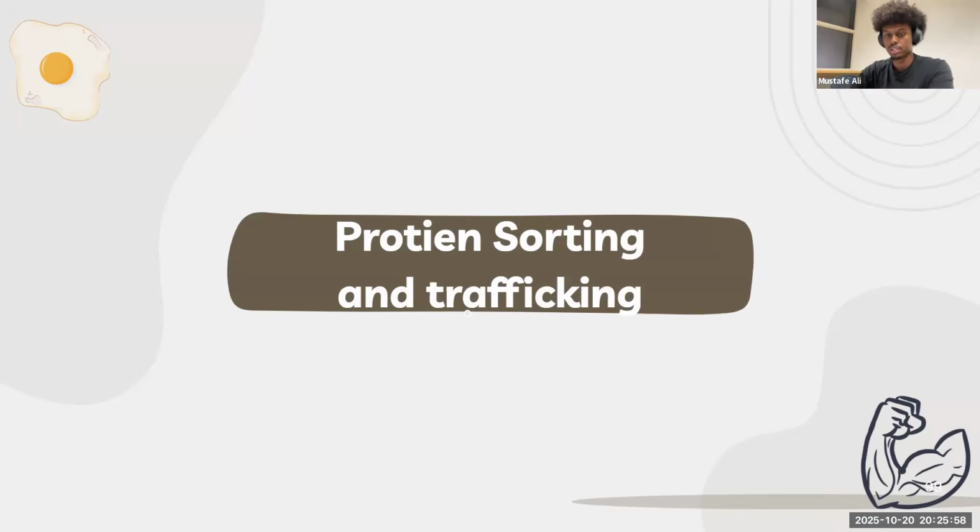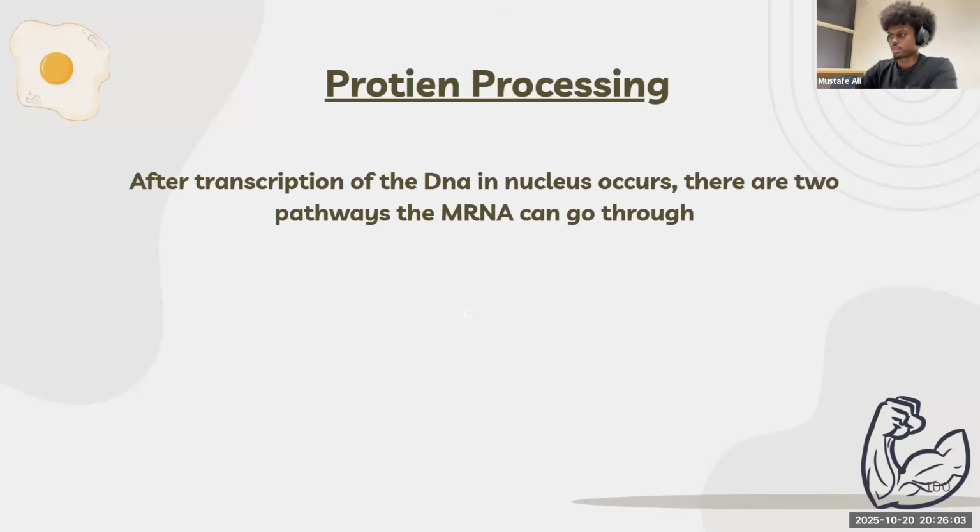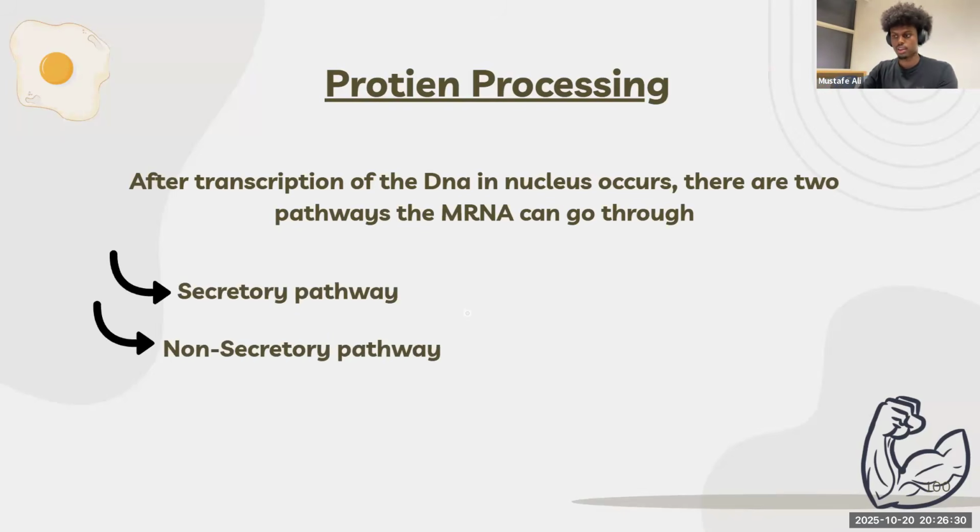Okay. So now we're at the last point. In protein processing, you have probably studied transcription, translation, all of that stuff. Transcription happens in the nucleus. And once transcription has happened, it leads to an mRNA being produced. Now, after transcription of the DNA in the nucleus occurs, there are two different pathways that the mRNA can go through. It can go through the secretory pathway, and it can also go through the non-secretory pathway.